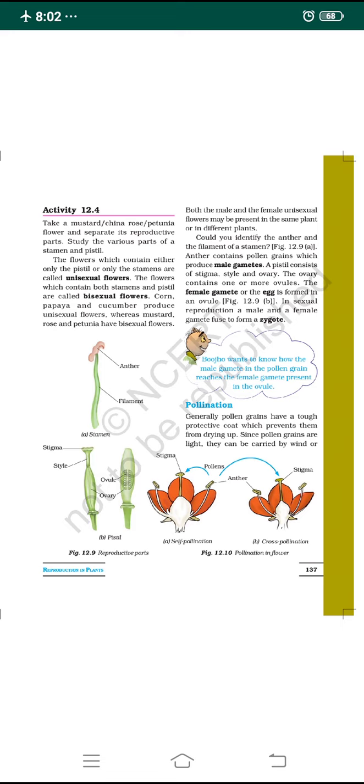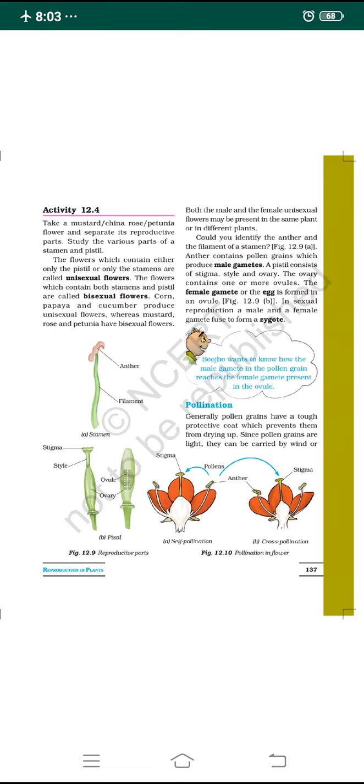Dear students, in the previous class, I was explaining sexual reproduction in plants. In plants, there are two kinds of gametes: one is the male gamete, and the other is the female gamete. A stamen is the male part of the flower, whereas the pistil is the female part of the flower. The stamen contains the anther and filament. Inside the anther, we find the pollen grains, which in turn produce the male gametes. So male gametes are produced in the pollen grains, in the anther part of the stamen.